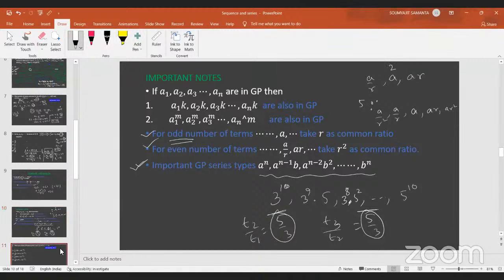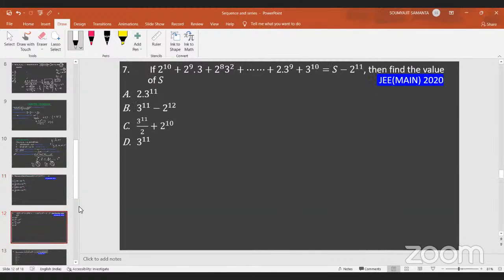See, they ask this kind of question, they have asked it recently. A question was asked in 2020 using the formula that I have shown you right now. What they have asked: 2 power 10 plus 2 power 9 into 3 plus 2 power 8 into 3 square plus and so on till 3 power 10. And we'll see this formation at last. Now see, this is in GP, yes or no?